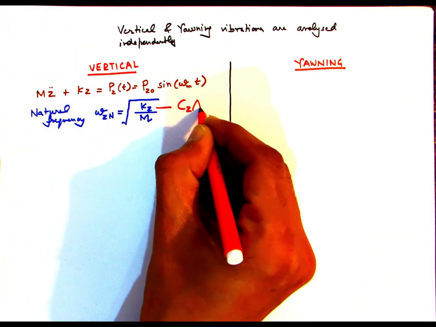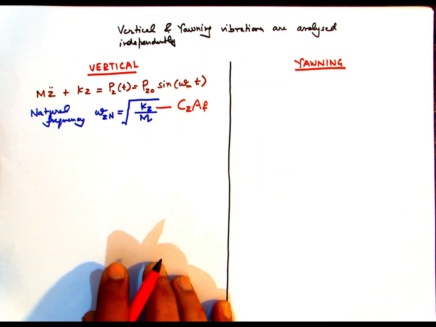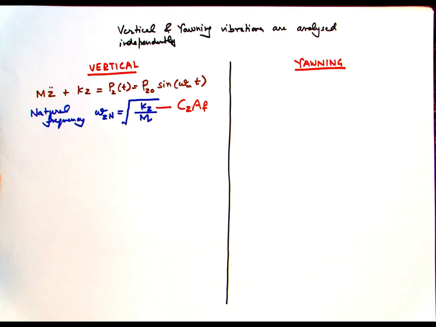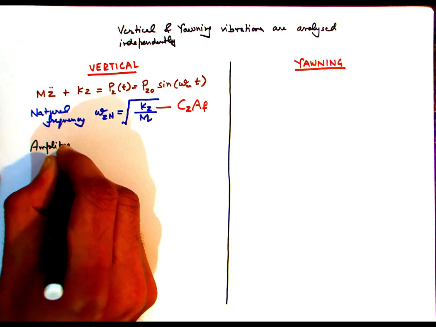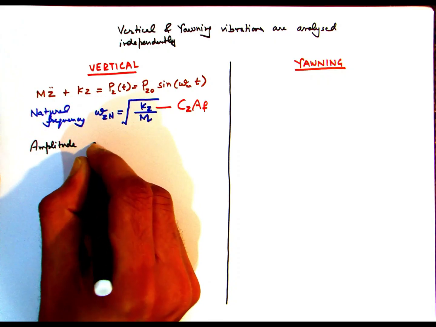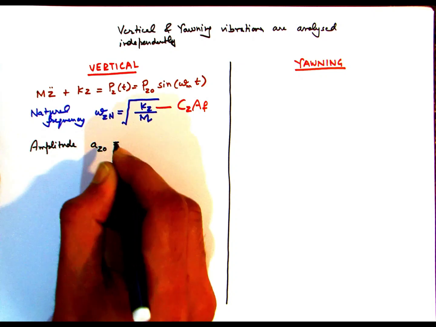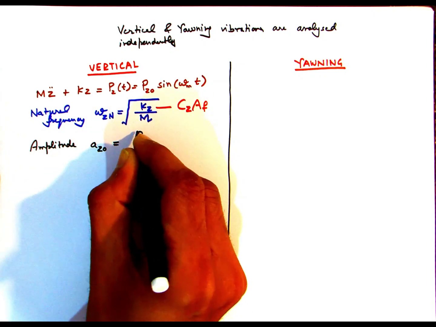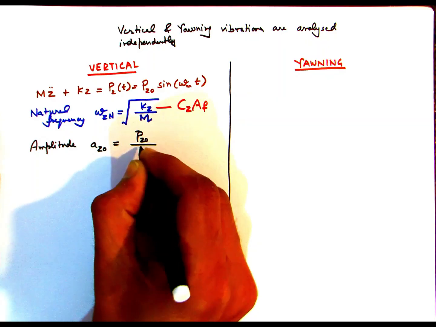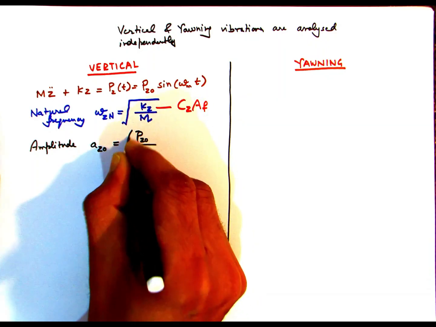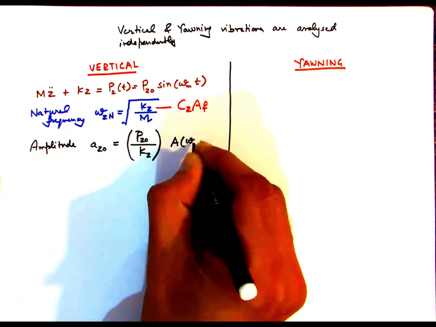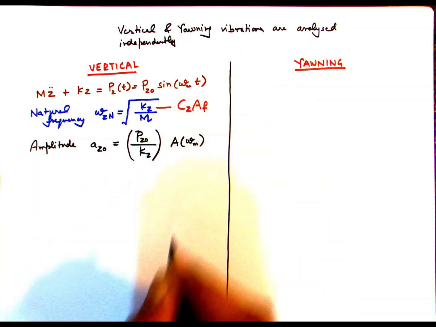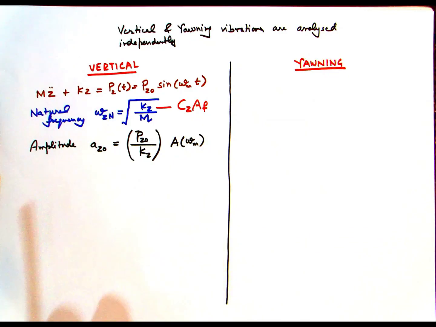So here kz is basically given by the product of cz and the area of the base of the foundation, and m is the mass of the machine plus the block. Similarly, we can obtain the amplitude of vibrations. For this, we first obtain the static amplitude as the ratio of the force amplitude to the stiffness, multiplied by the amplification factor A omega.